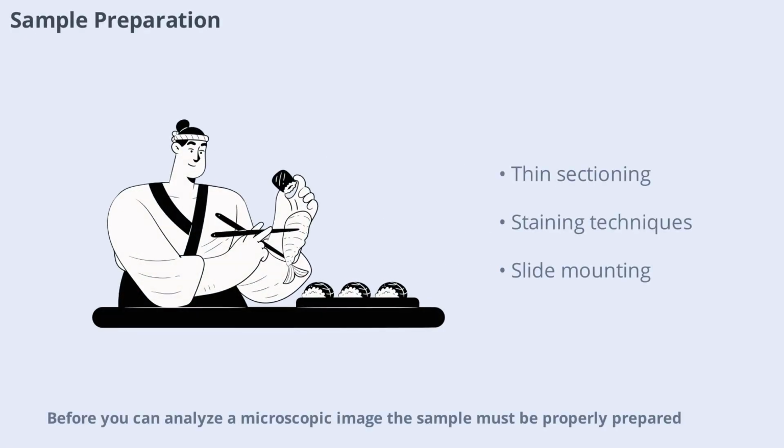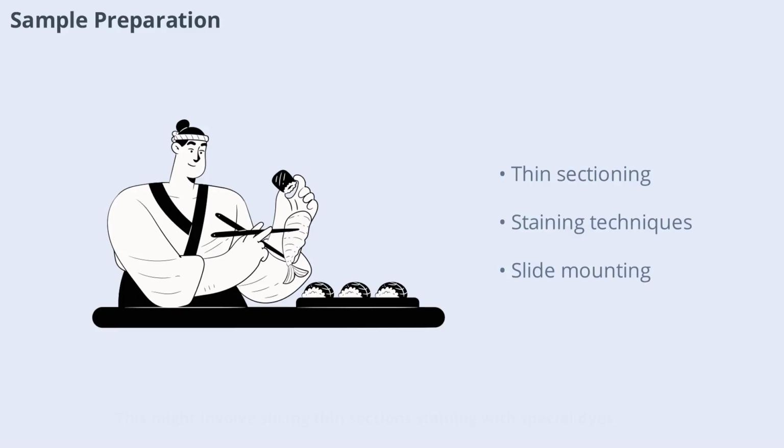Before you can analyze a microscopic image, the sample must be properly prepared. This might involve slicing thin sections, staining with special dyes, or mounting the sample on a slide. Proper preparation ensures that the features you want to study are visible and not obscured by artifacts. It's important to follow protocols carefully to avoid introducing errors that could affect your analysis later on.